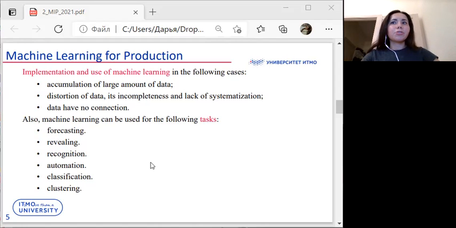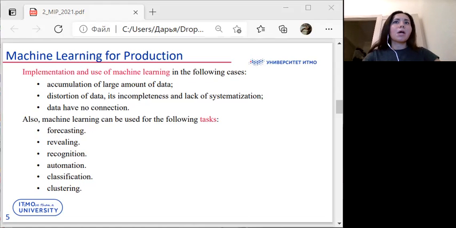false information, internal threats, external attacks on the security system, automation of employees' work, classification of analysis of buyers, clients, customers, composition of the segmentation according to various parameters and clustering, classification by parameters that were not initially known.